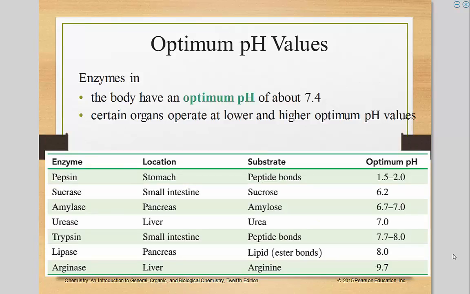Just to give you an idea of enzymes, the pH of blood is typically around 7.4. It's a little bit basic. But if we look at enzymes in the stomach, it should be 1.5 to 2. If we look at enzymes in the liver, it should be more basic, like 9.7.